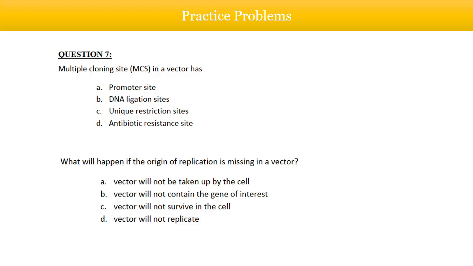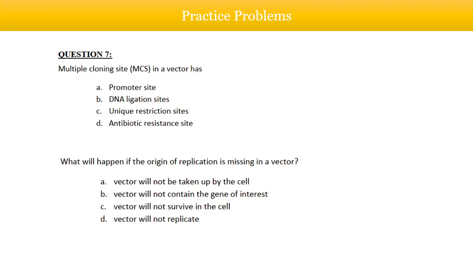Multiple cloning site or MCS in the vector has promoter site, ligation sites, restriction sites, and resistance sites. So cloning sites are the positions where there are a set of multiple palindromic sequences, each recognized by different restriction enzymes. So MCS contains maybe 20 to 25 unique restriction sites for chopping it and inserting your different inserts. So this question number 7, it is option C.